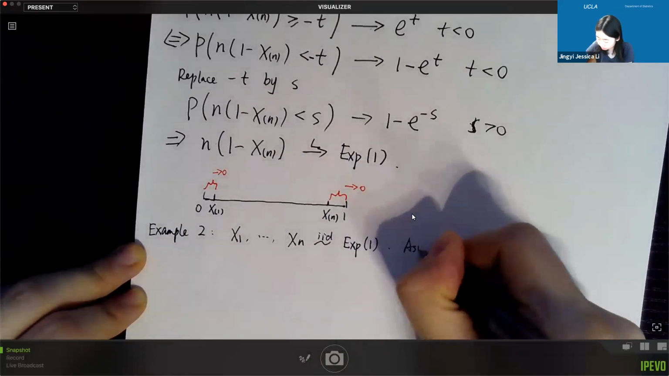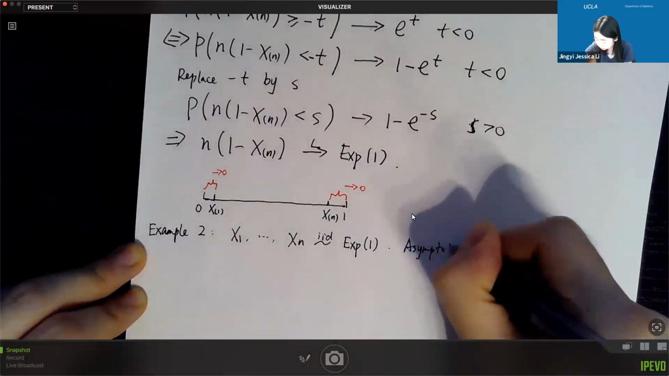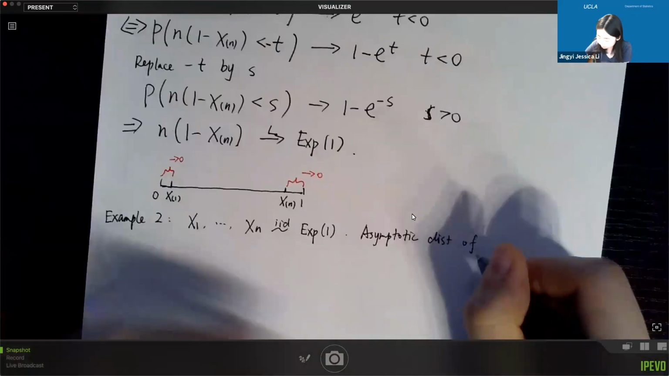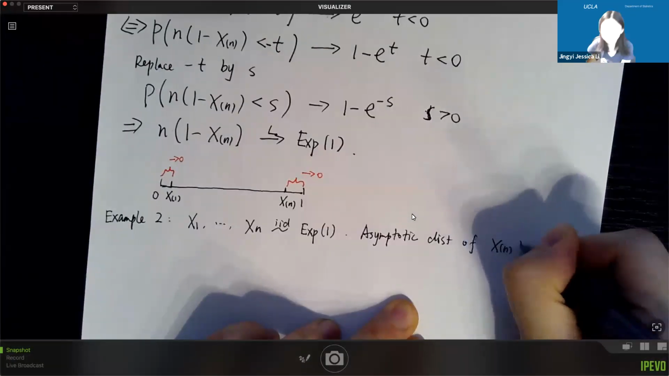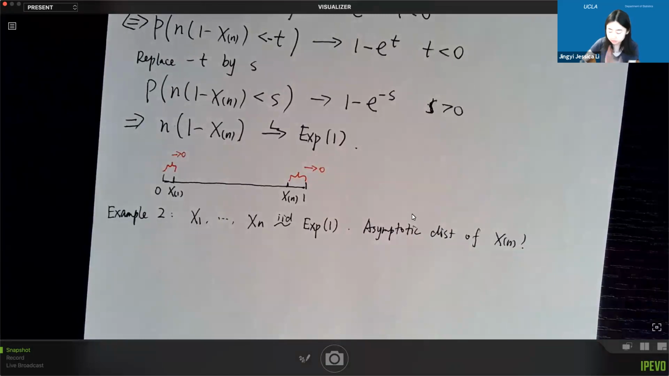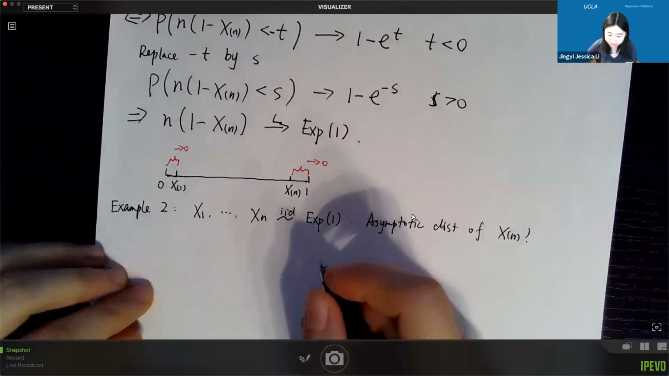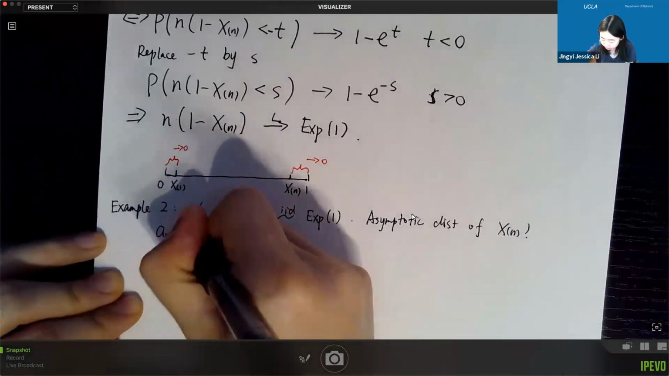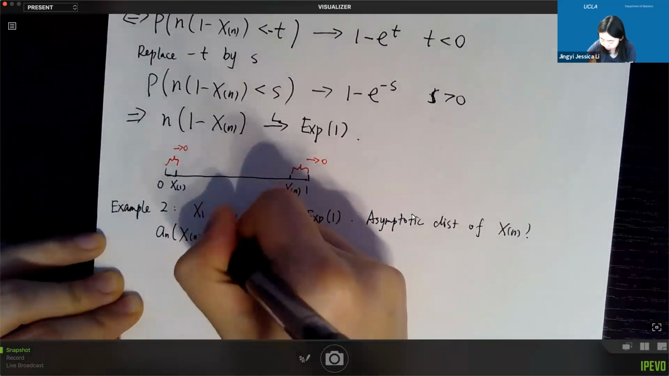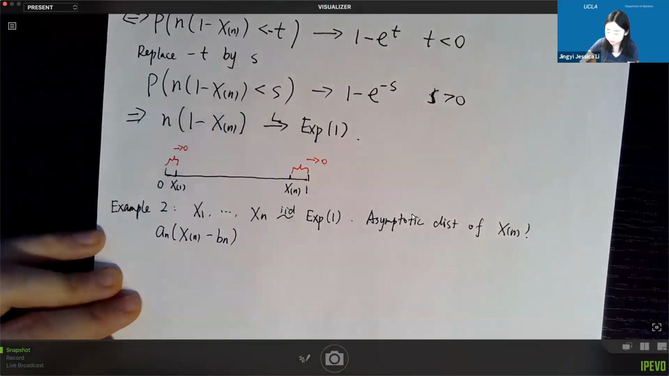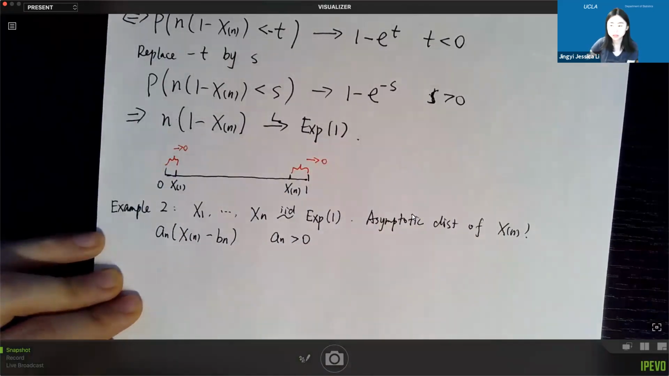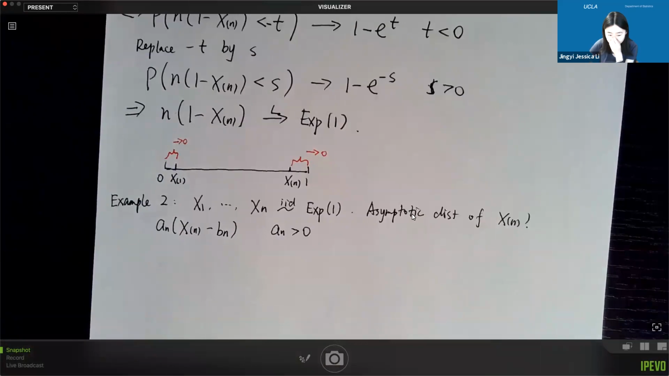Okay, then the question is the same. What is the asymptotic distribution of the maximum? Still the same question. And similar to our example 1, we want to derive the asymptotic distribution of a_n times X_(n) minus b_n. And for simplicity, we just set a_n to be positive, so we don't need to worry about the signs in any inequalities.